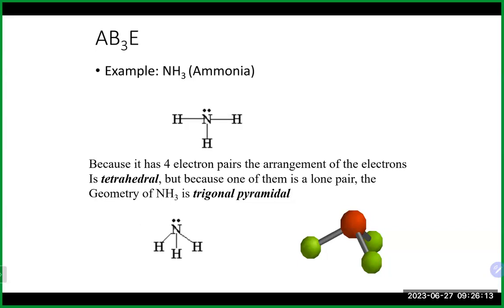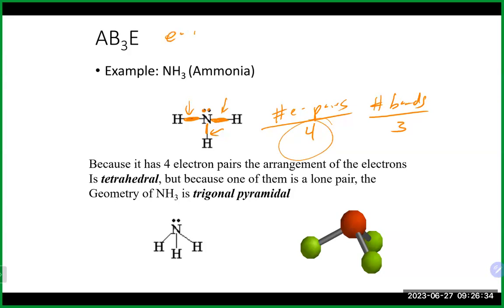And this is something like NH3. Number of electron pairs, we have 1, 2, and 3, and one more makes 4. Number of bonds in this case is only 3. 1, 2, and 3. So once again, the 4 electron pairs here means that the electron pair geometry will still be tetrahedral.